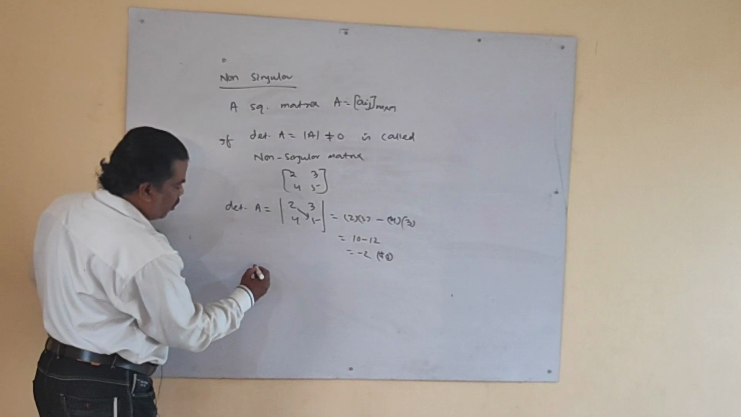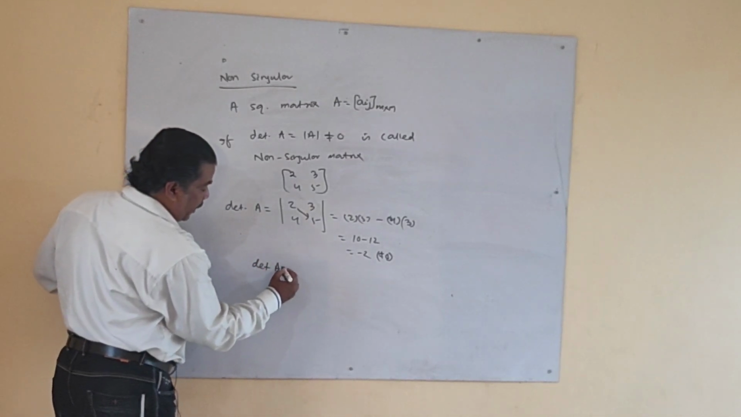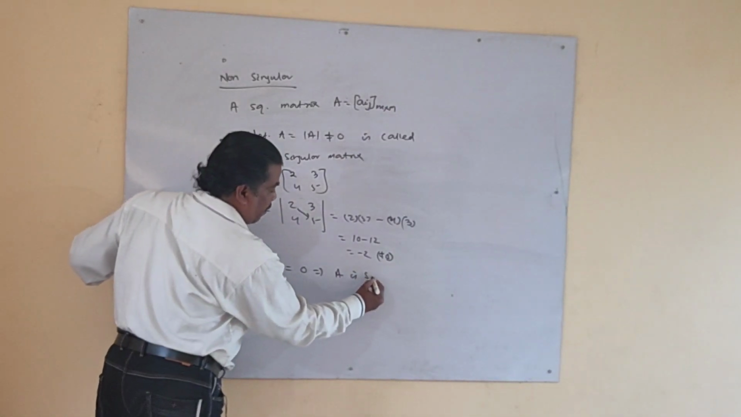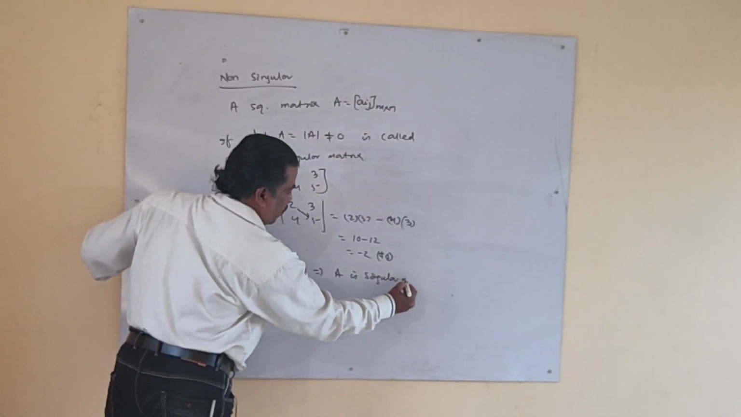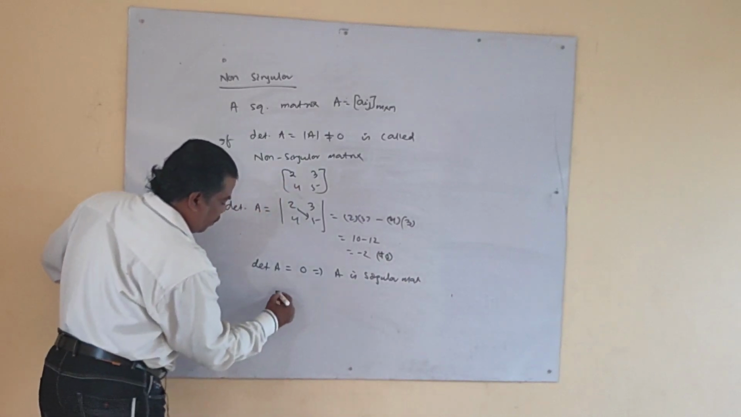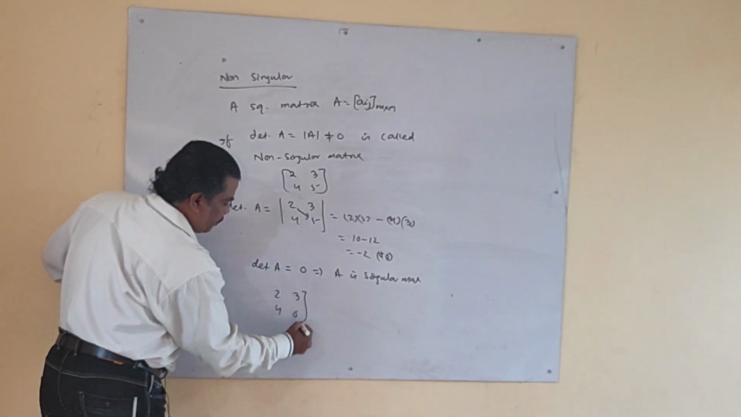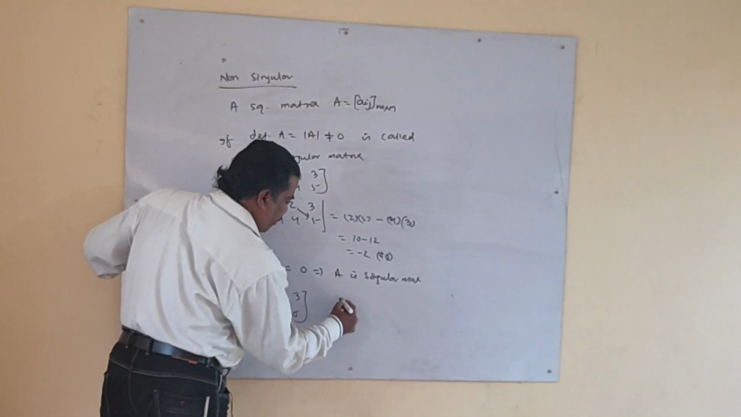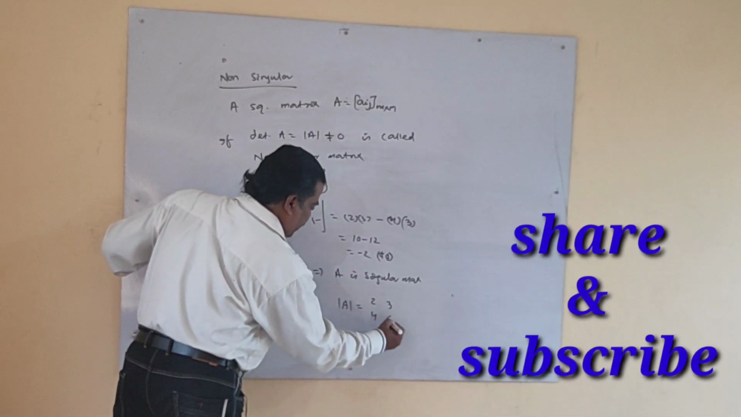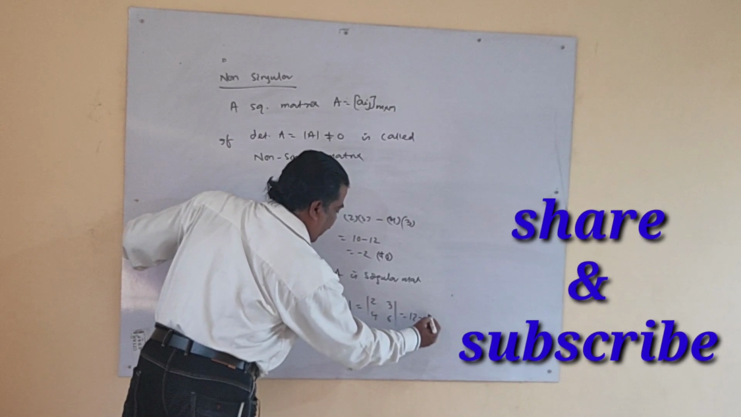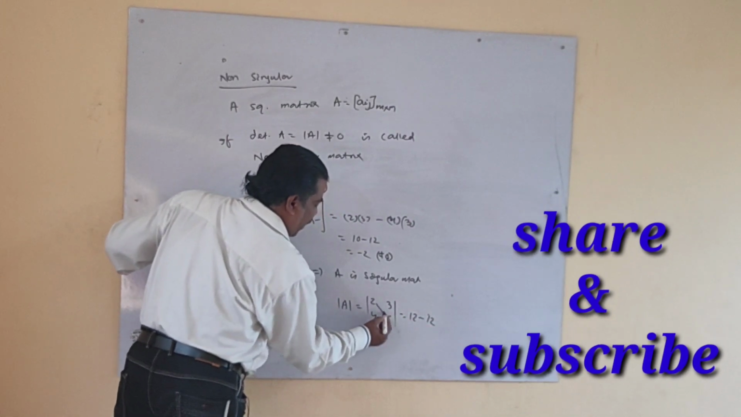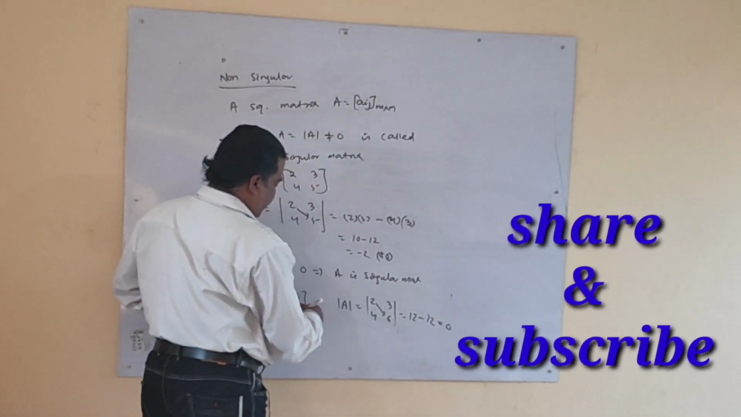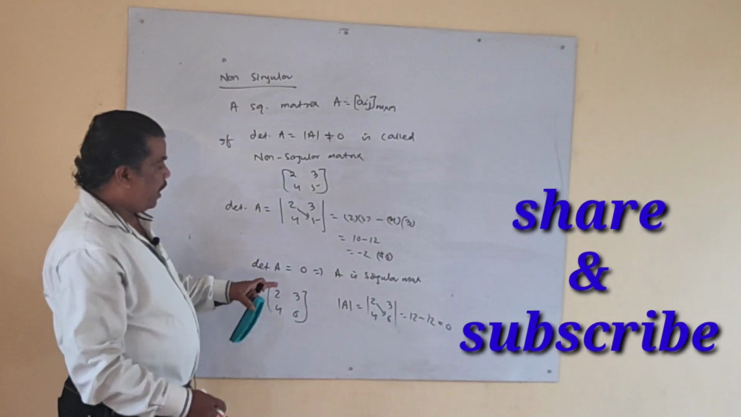If the determinant A is equal to 0, we say it is a singular matrix. Singular matrix. Example 2, 3, 4, 6. Now the determinant value of the matrix 2, 3, 4, 6 is equal to 12 minus 12, the product of the diagonal elements minus the product of the off-diagonal elements, that is 0. Hence this matrix is an example of a singular matrix.